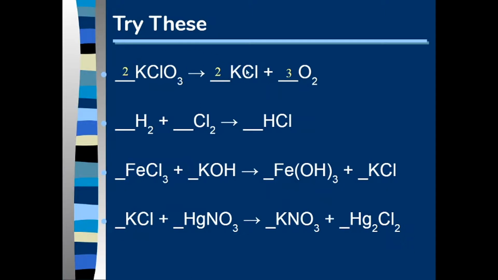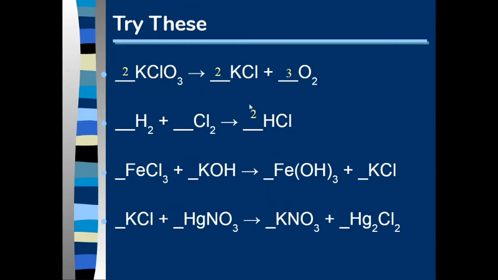So you just slowly go back and forth, counting up how many of each atom you have and add those coefficients to make them equal. Let's do another one. I have 2 hydrogen atoms on the left and only 1 on the right. So I'm going to put a 2 out in front. I don't know why it's so high up. 2 hydrogens on the right.